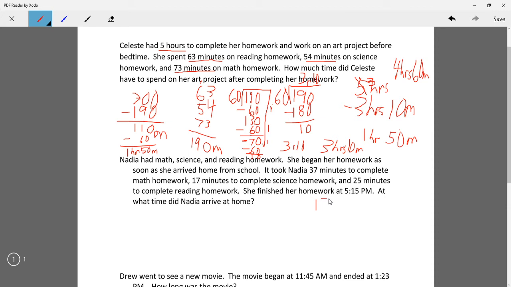So let's do 17 plus 37 plus 25. So 7 plus 7 is 14 plus 5 is 19. Carry the 1. 1 plus 1 is 2, plus 3 is 5, plus 2. So this is 79 minutes she spent on homework. And then it says it's 5:15. So what do I have to do? I have to convert 79 to hours. So I would divide by 60.